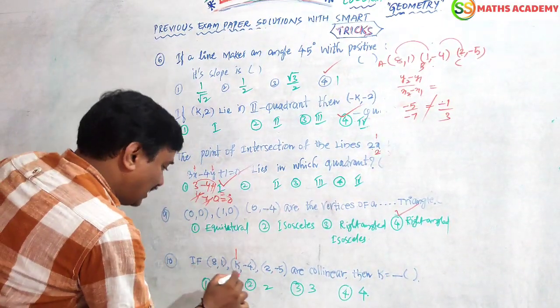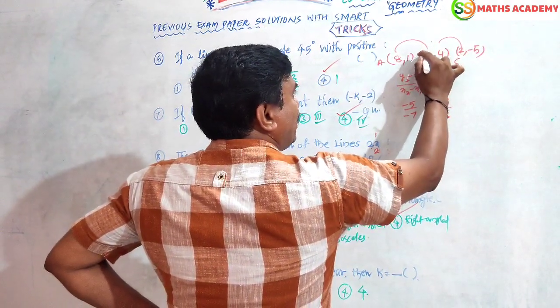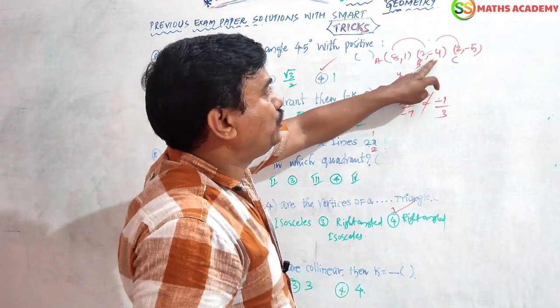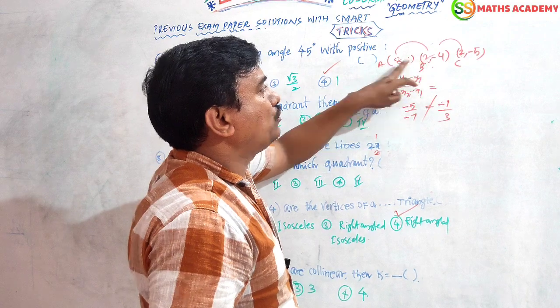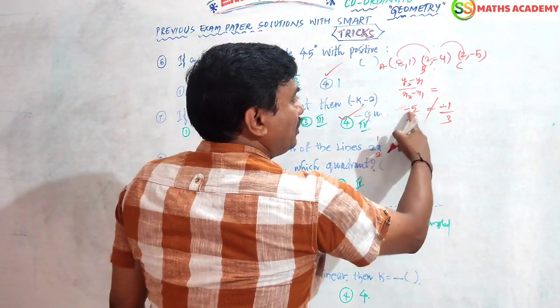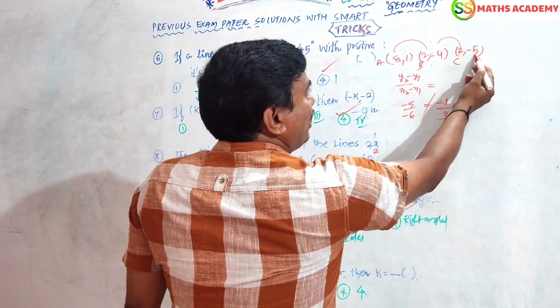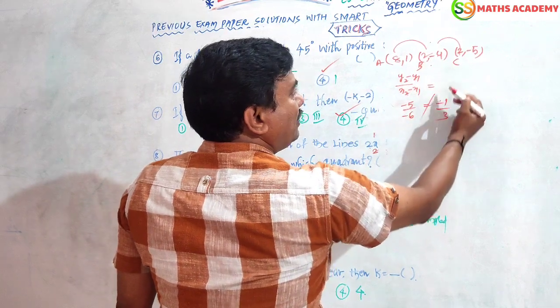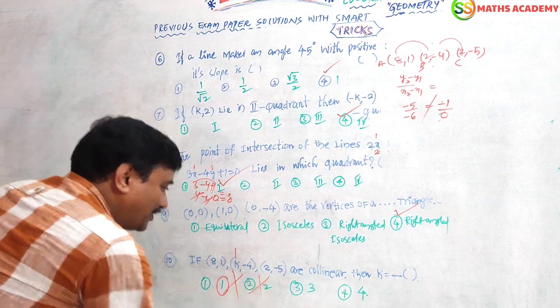Not equal, so this is not an option. Next, take 2 in the place of k. y2 minus y1 is -4 minus 1, which is -5; x2 minus x1 is -6. This is also not equal. 5 by 6 and -1 are not equal. Now check it: y2 minus y1 is -1, x2 minus x1 is 0. It is not an option.